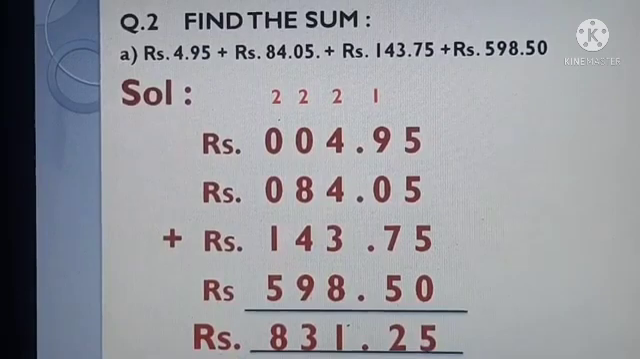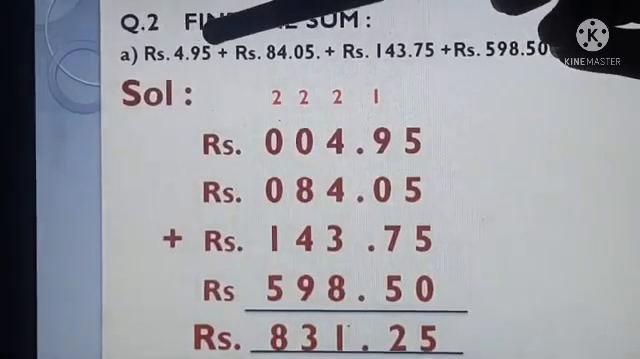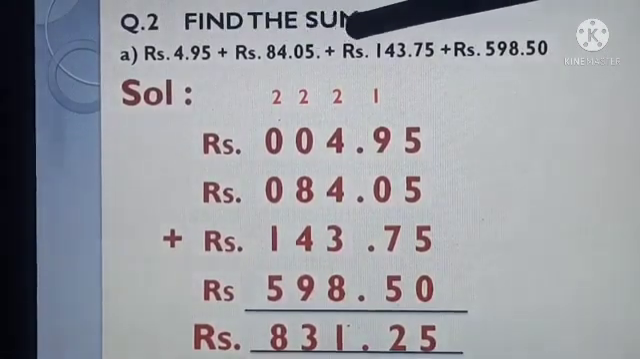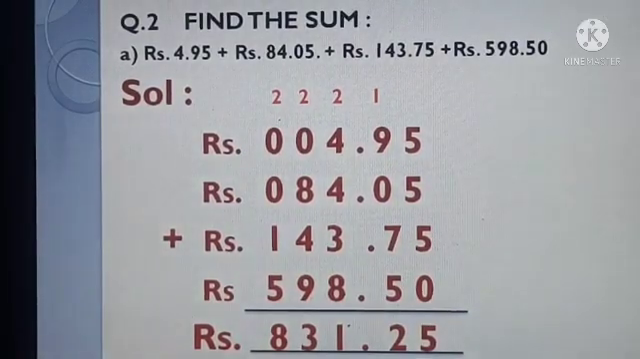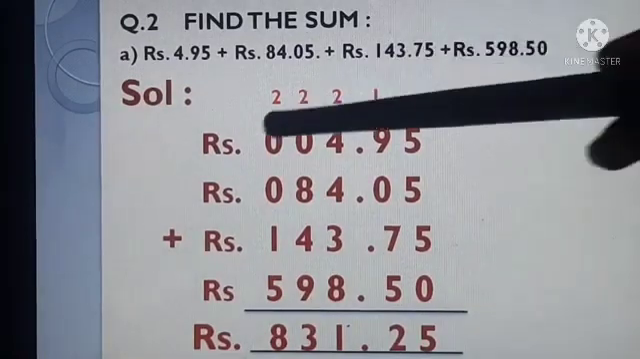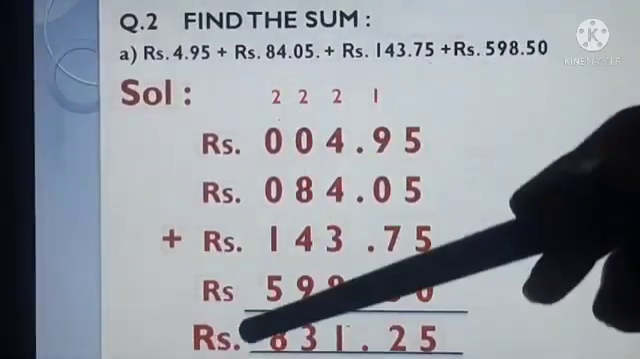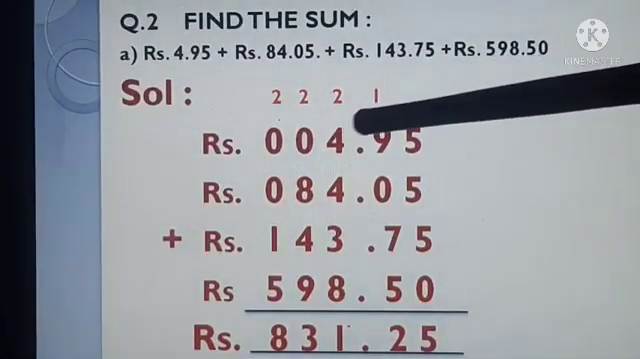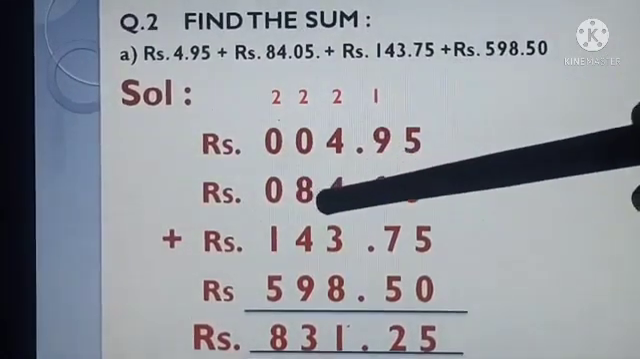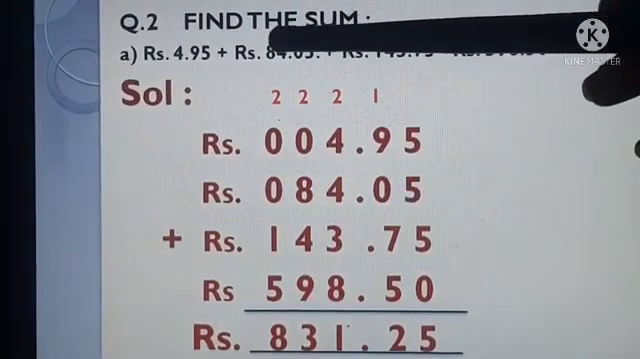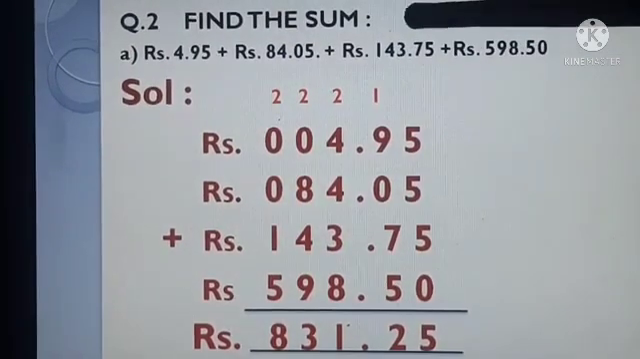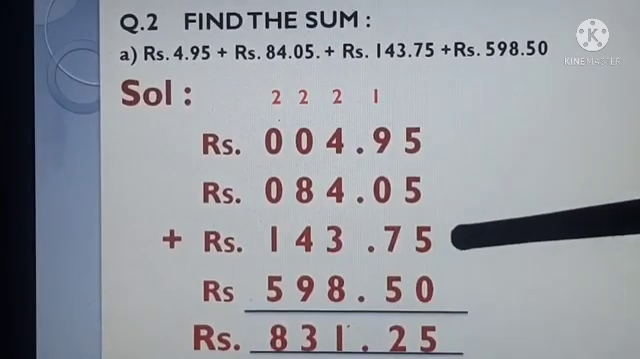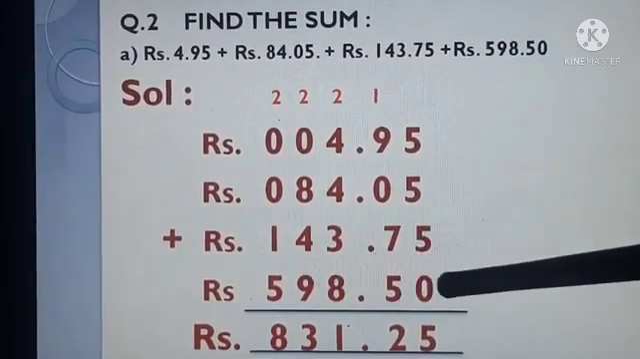Now units are written. So you have to take care for writing the units in each step. Rupees 4.95. Rupees 84.05. Rupees 143.75. And rupees 598.50. So you will write down the units very carefully in each step. So first number you will write down rupees 4.95. Below this rupees 84.05. Be careful that 4 is at ones place, 8 is at tens place. Right? Decimal then 05. Then 143.75 and rupees 598.50.